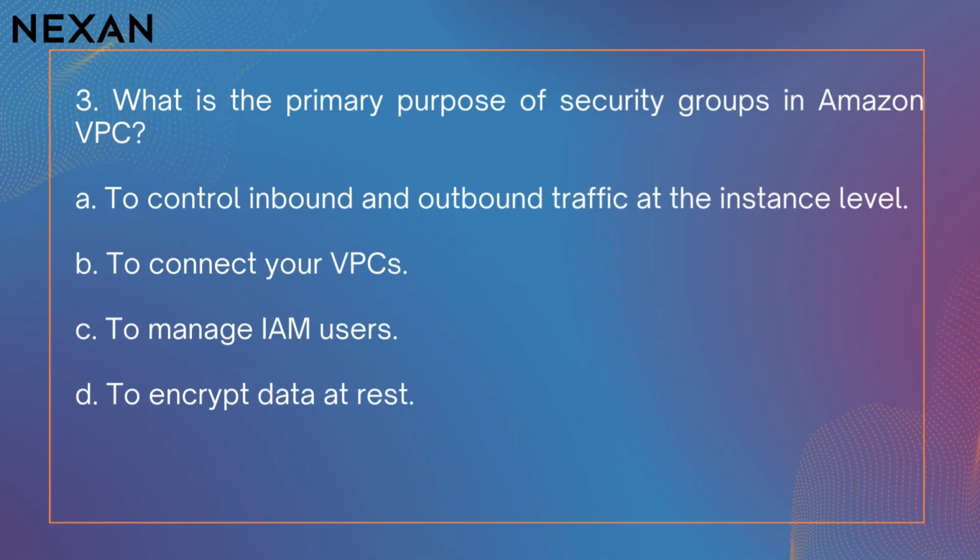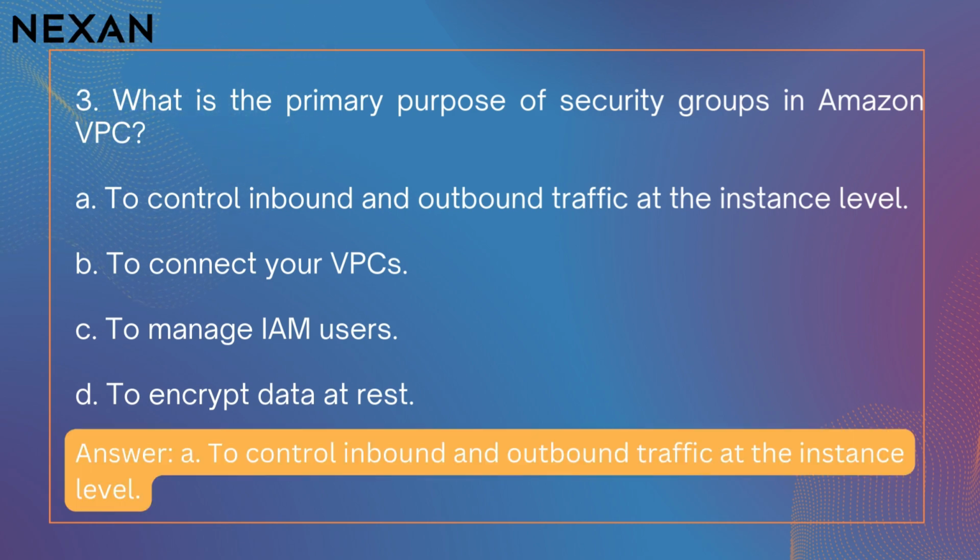3. What is the primary purpose of security groups in Amazon VPC? A. To control inbound and outbound traffic at the instance level. B. To connect your VPCs. C. To manage IAM users. D. To encrypt data at rest. Answer: A. To control inbound and outbound traffic at the instance level.